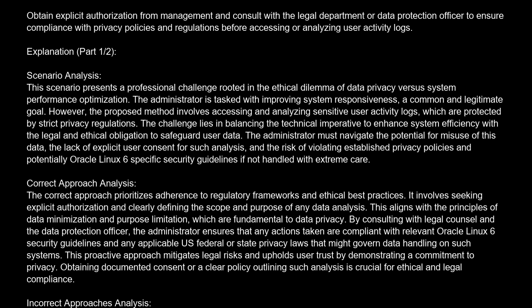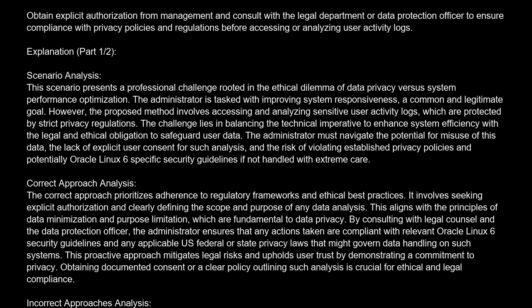The correct approach prioritizes adherence to regulatory frameworks and ethical best practices. It involves seeking explicit authorization and clearly defining the scope and purpose of any data analysis. This aligns with the principles of data minimization and purpose limitation, which are fundamental to data privacy.